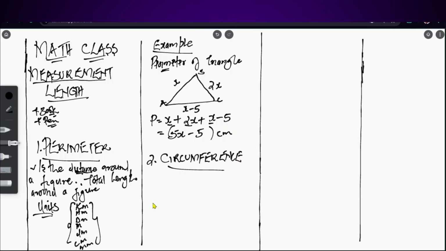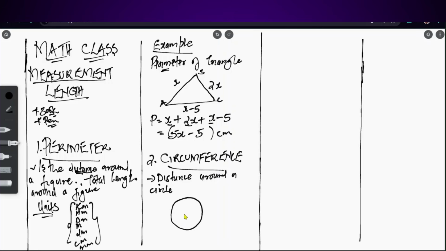Now, circumference of a circle simply means the distance around a circle. Circumference of a circle is the distance around a circle. Now, what does that one mean? When I'm talking about distance around a circle, it looks like this. A circle is a figure that looks like that.